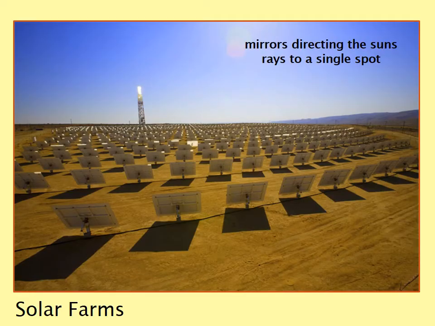The other type of solar farm uses a whole bunch of mirrors that direct the sun's rays to a single spot. This is probably similar to something you've done in class at some point, where you took the phase sphere calculator and directed the sun into someone else's eyes. So the sun's rays come down, they hit the mirrors, and then bounce to a single point up here.